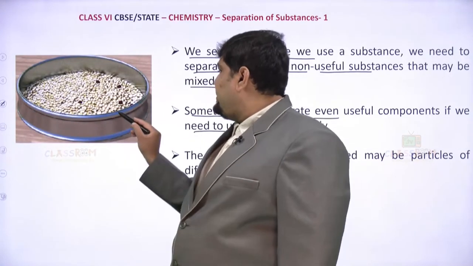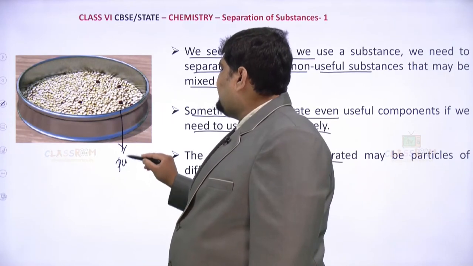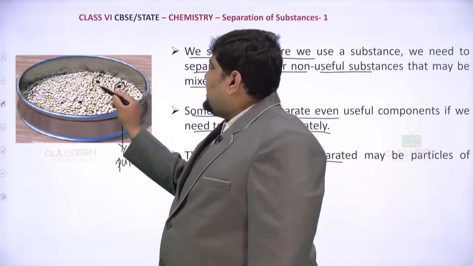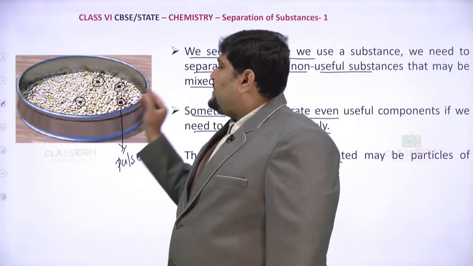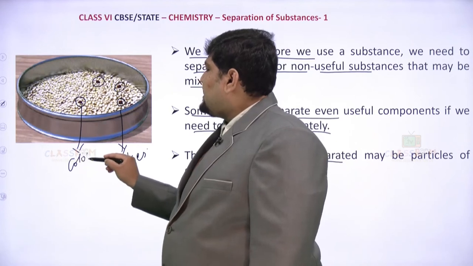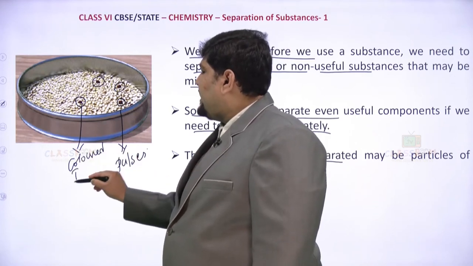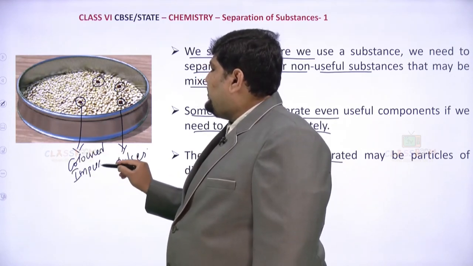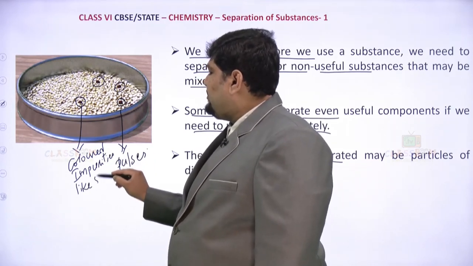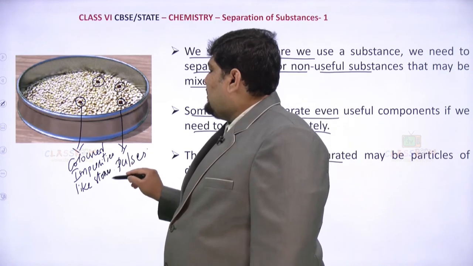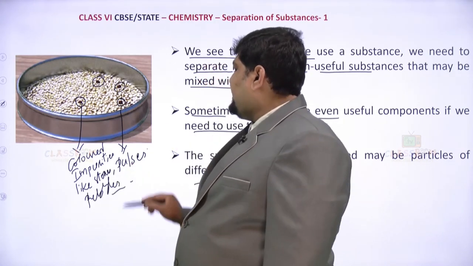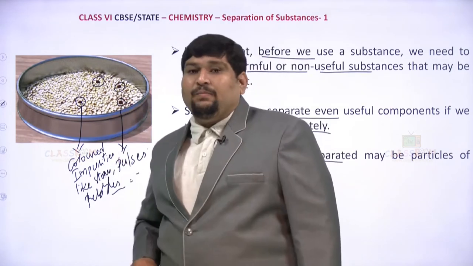materials. For example, I took the example of some pulses. Now, along with these pulses, can you see here, there are some other unwanted materials which are different from this. There can be some colored impurities also, which you can find. The impurities can be like stones, pebbles and some other impurities also.